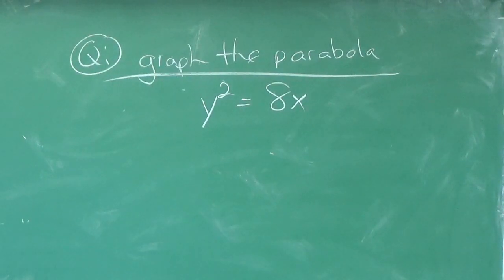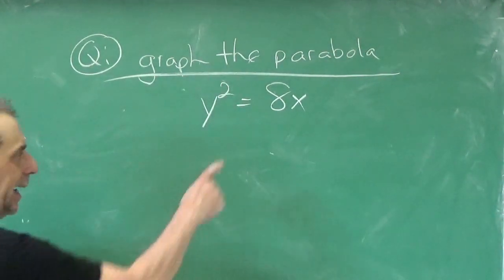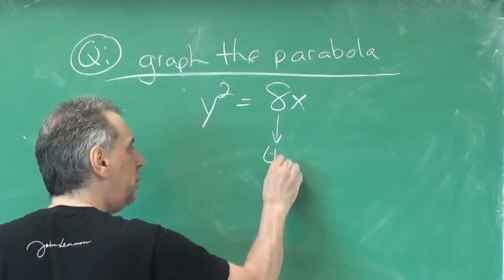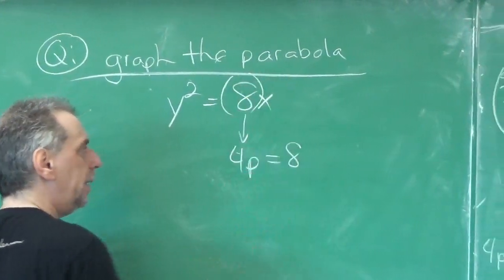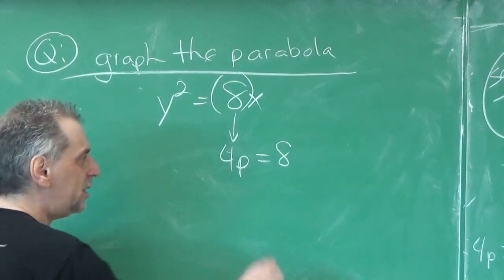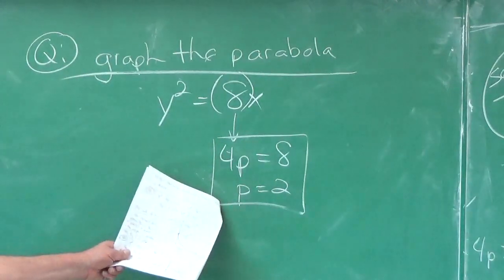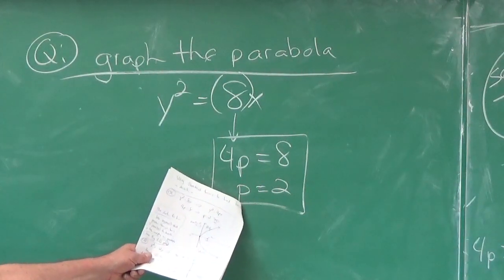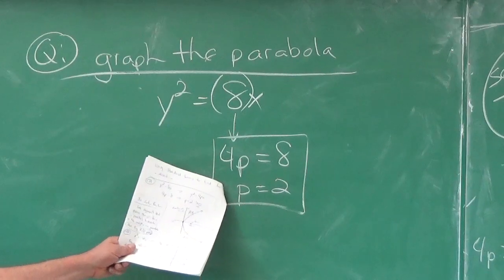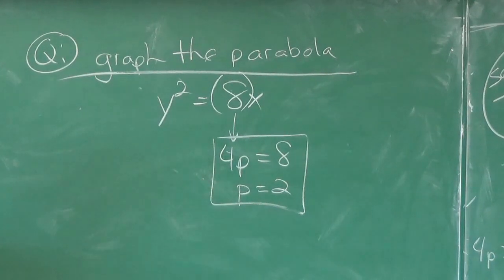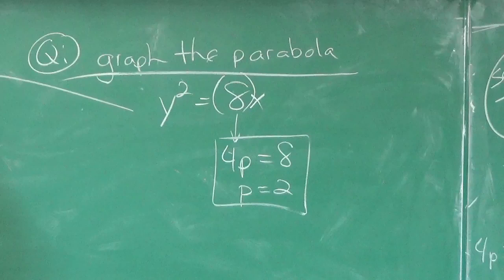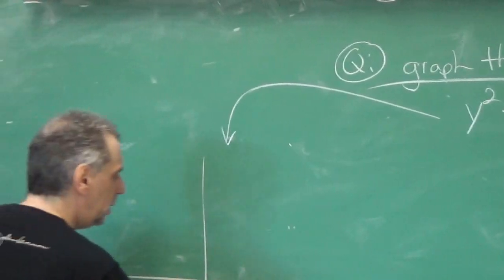y squared equals 8x. So immediately we want to identify which way the parabola is opening. We see the squared term is on the y, and the 4p, in this case, 4p is 8. The value in front of the x is the 4p, so that allows us to solve for the p-value. The p-value is going to tell you how far from the vertex you go to find the focus and the directrix in either direction. So we know that this is going to be a parabola.